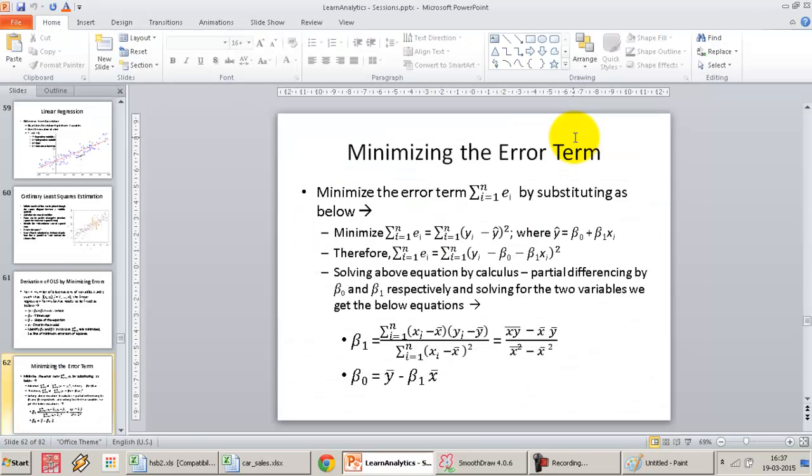So this was an introduction to ordinary least squares, where we have one dependent variable and one independent variable. And in our next lecture, we are going to talk a little bit about the properties of OLS regression as well.